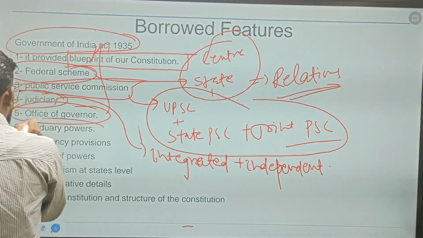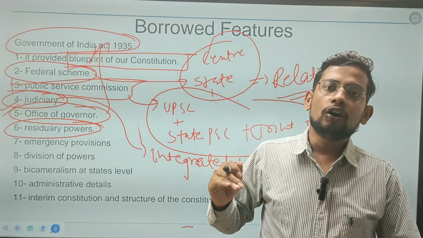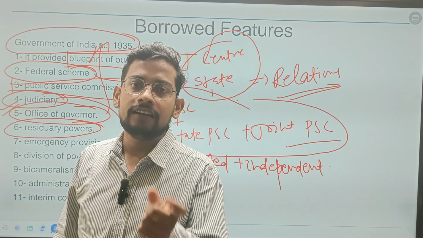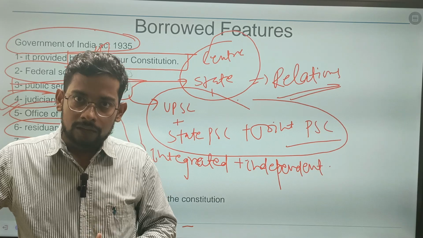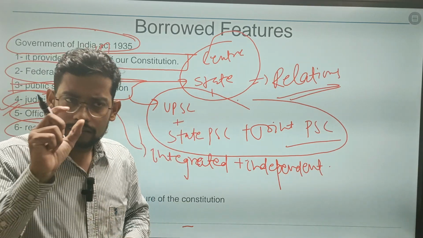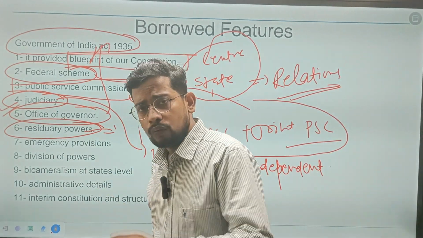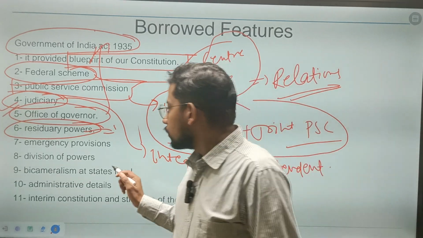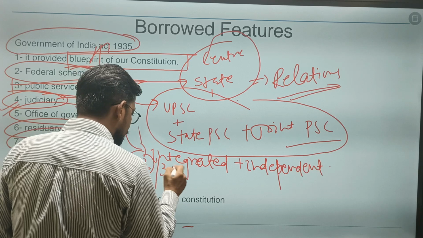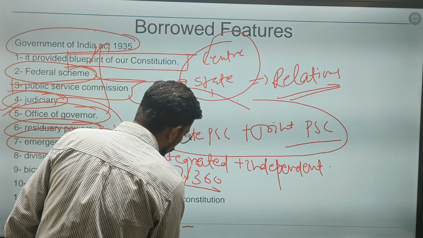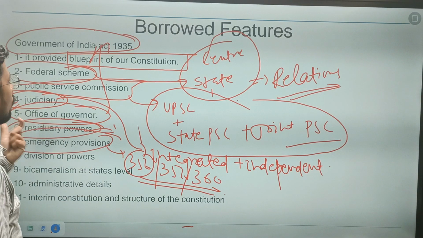Then residuary power. Now we know residuary powers are with the central government. But in the Government of India Act 1935, it was clearly defined that residuary powers will be with the Governor General. But we have just changed it a little and provided this power to the central government. Okay. Then emergency provisions like Article 356, 352, Article 360. All these provisions have been taken from the Government of India Act 1935 only.